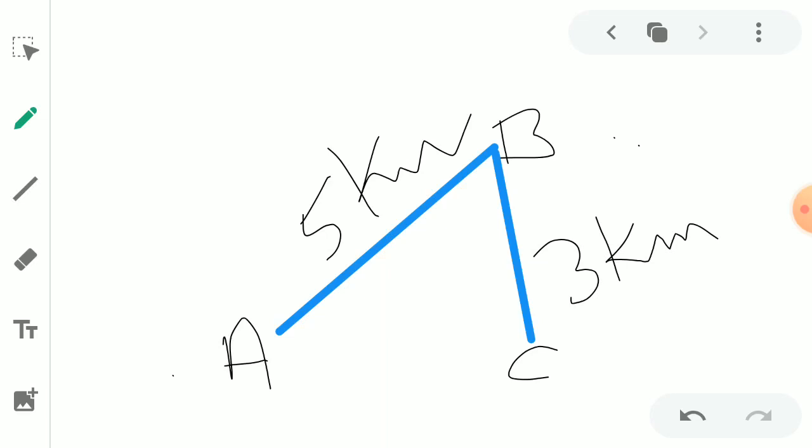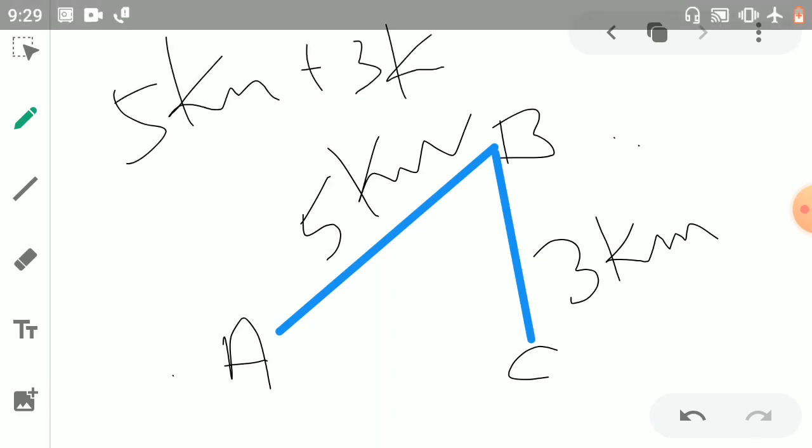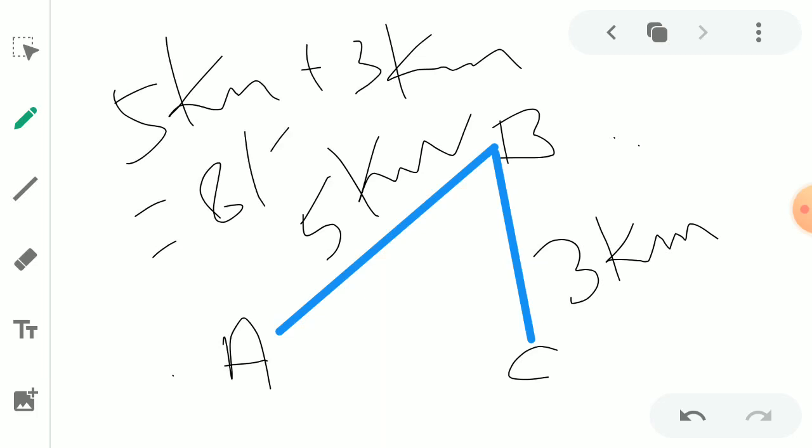The total distance traveled is the actual length or the actual path covered by this man or the moving body, irrespective of the direction in which it is traveling. So the total distance or total path covered by the man will be equal to 5 kilometers plus 3 kilometers, and that is equal to 8 kilometers. So the total path covered, the total distance traveled, is 8 kilometers.